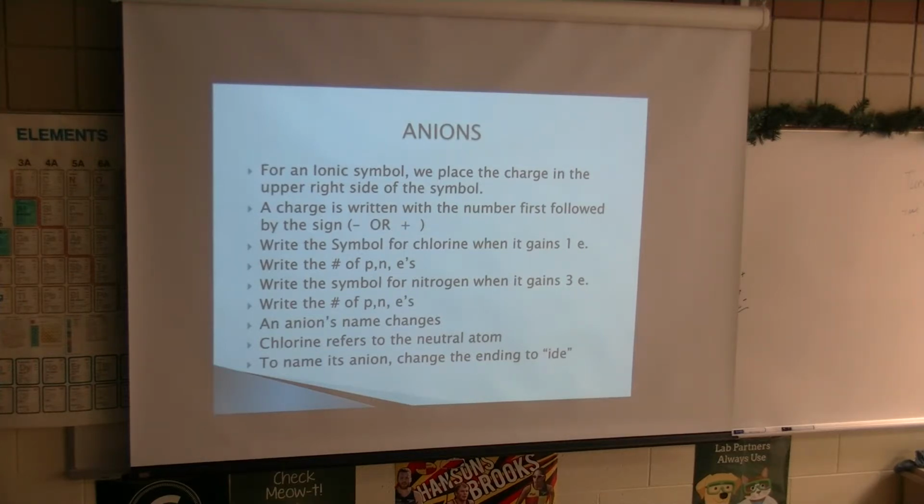It's important because when I'm talking to you and using these terms, if I say sulfide, you should think of an anion. If I say sulfur, you should think of a neutral atom. Those terms mean a lot. This is where the vocabulary is going to come into play.